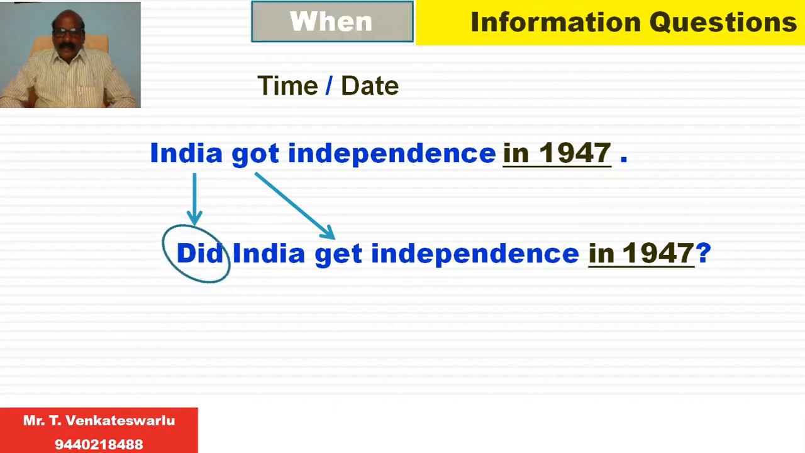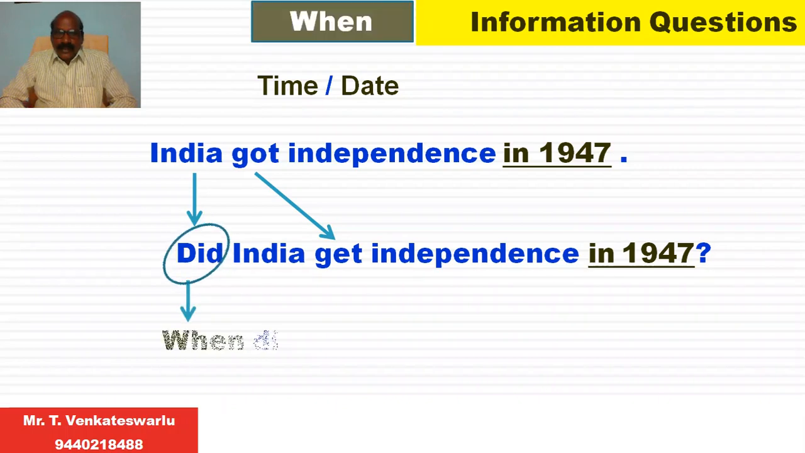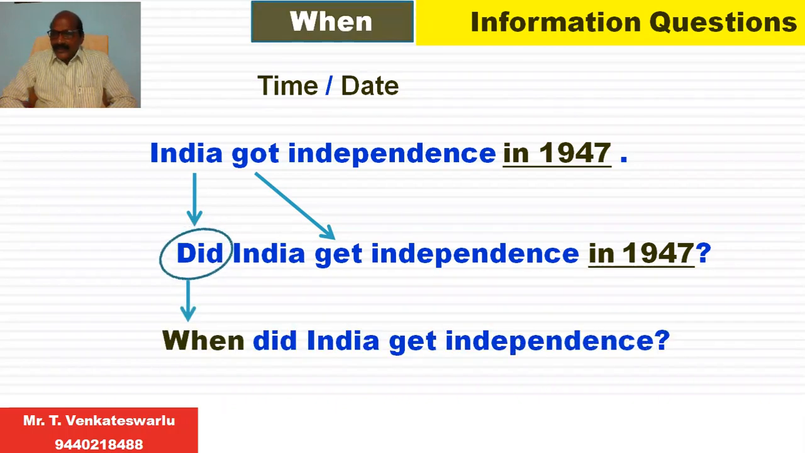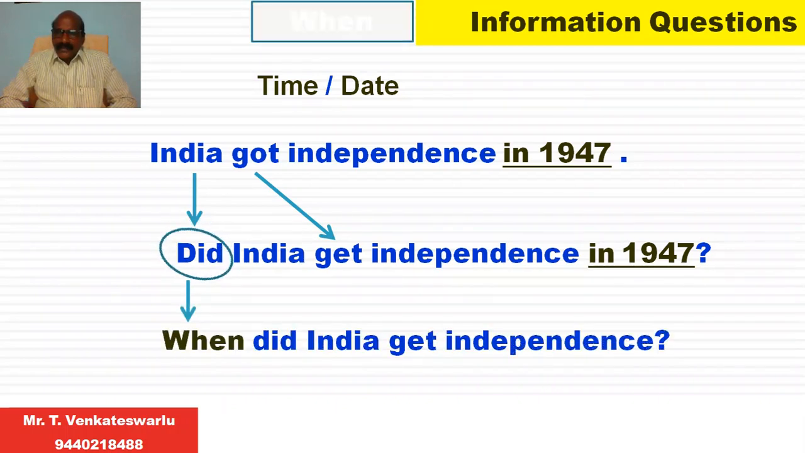And the underlined part in 1947 refers to some time. So we have to start the question with when. When did India get independence? And the underlined part is deleted.